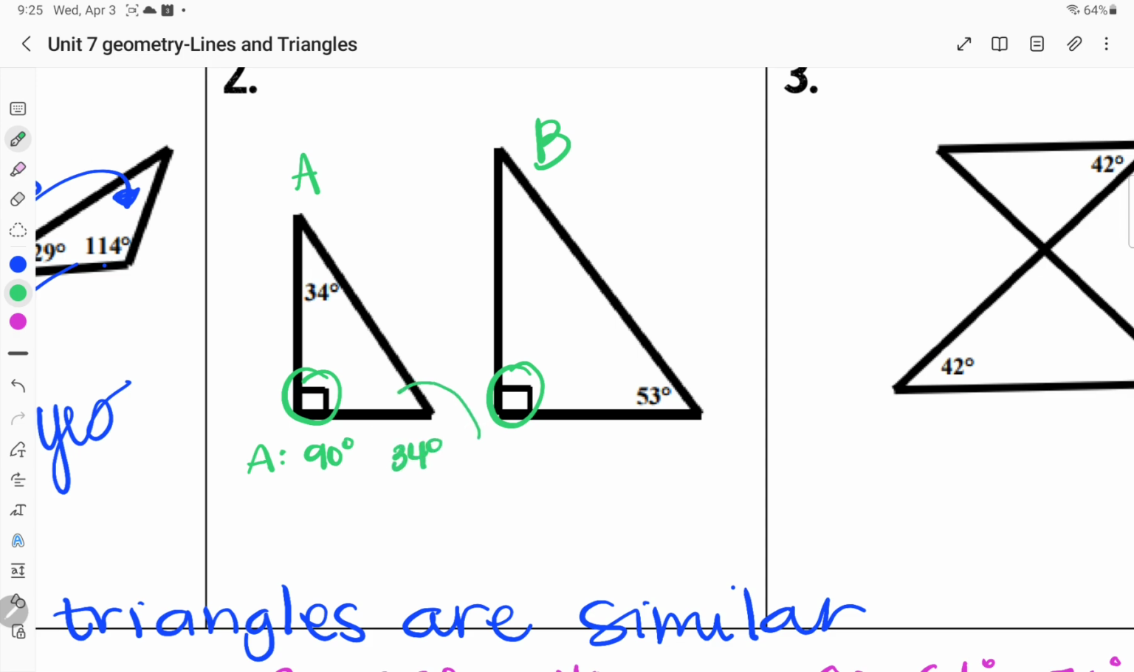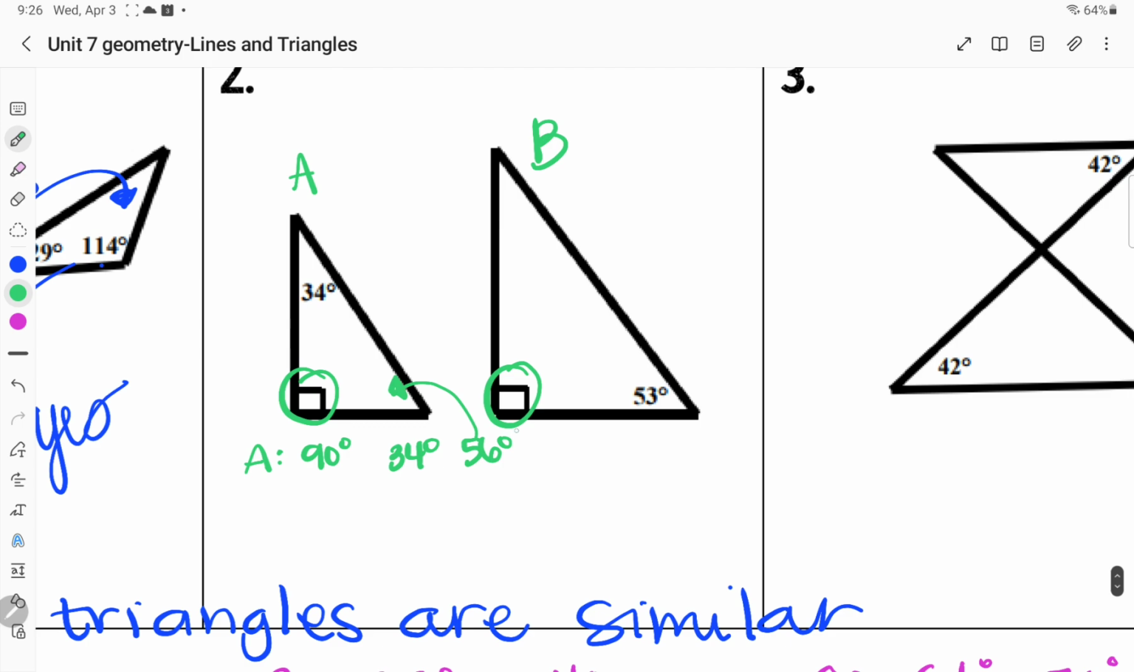My last angle, which is going to be this one right here, is going to be 180 minus 90 minus 34, which is going to give me 56. That's what I thought, but I want to make sure. Okay, so that's 56 degrees. Triangle B, when I look at it, they both have a 90-degree angle. So far we have one angle that's the same. My other angle is a 53 degrees.